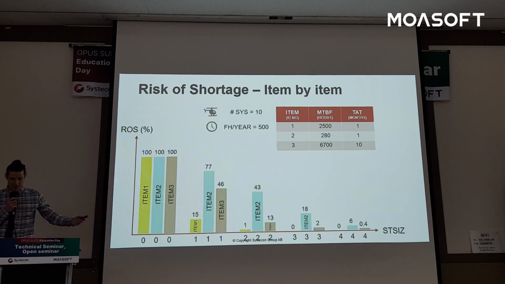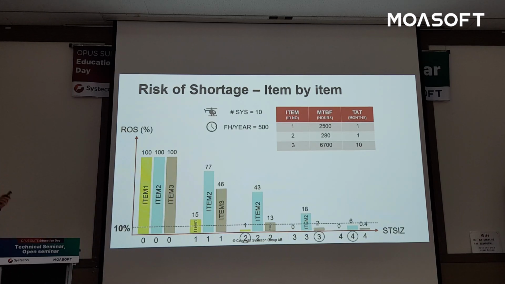Okay, why do I do all this? Well, as I said, in many contracts that we see between customers and operators, they say, okay, we stipulate that we should have maximum 10% risk of shortage for each item. That's kind of common. Some of you are nodding, maybe you recognize this.